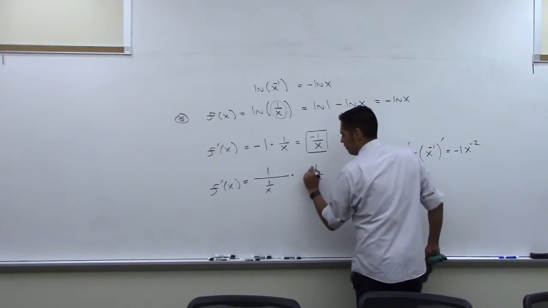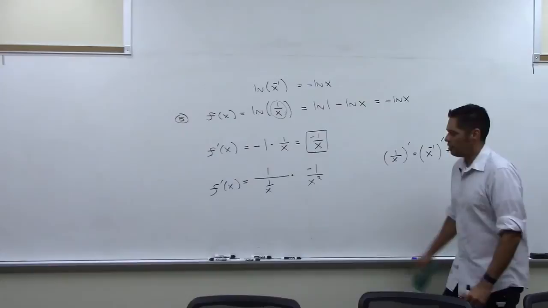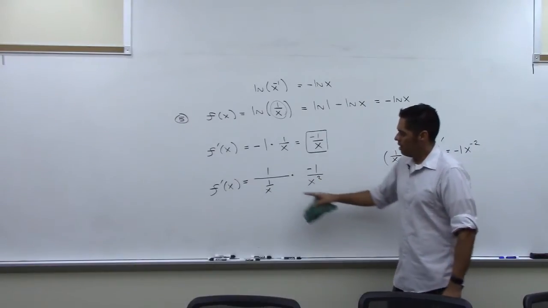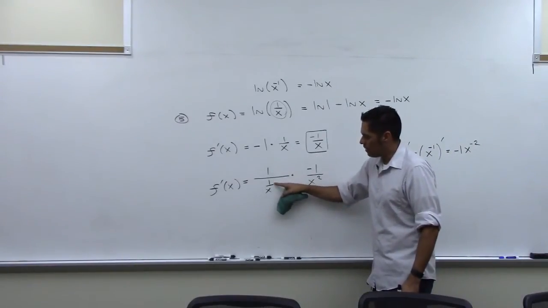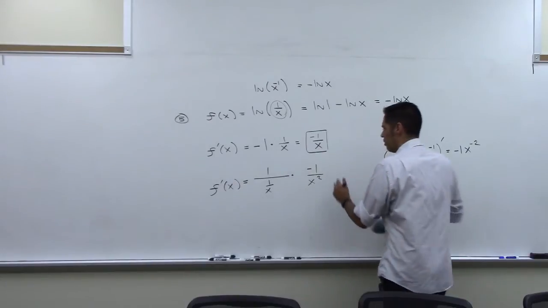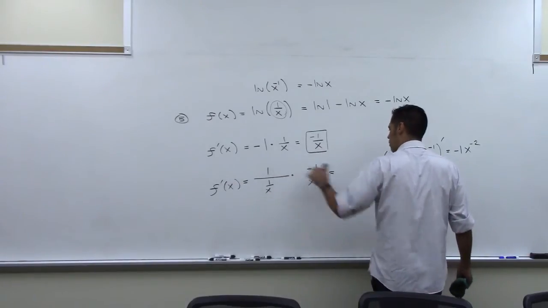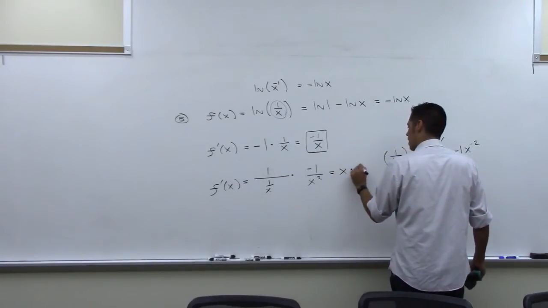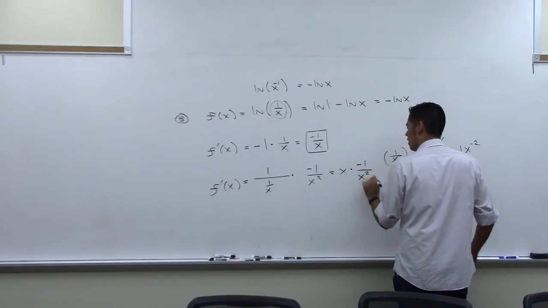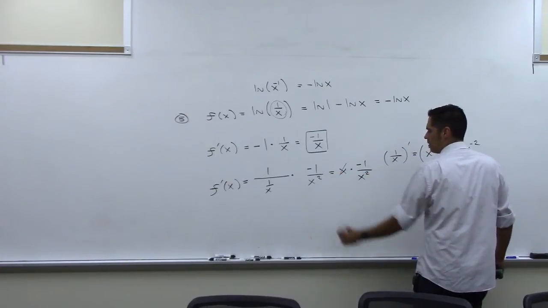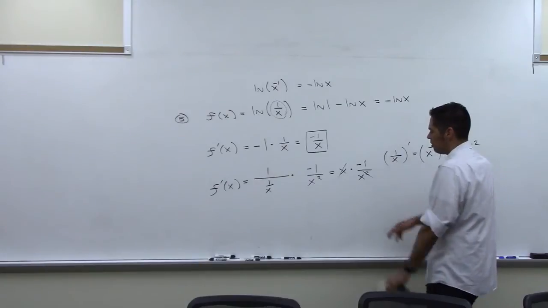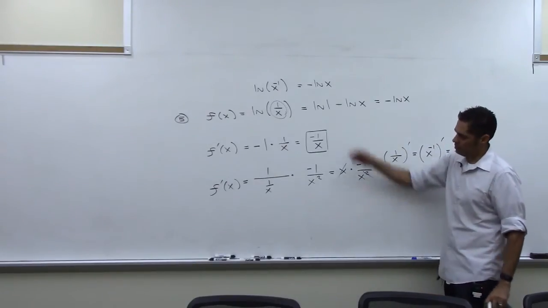I don't like that negative, I'm going to put it up here. So it's this times this. And when you have 1 over a fraction, you can just flip the fraction over. So this is really just x over 1, which is x, times negative 1 over x squared. And then one of the factors of x cancels out. And you're just left with negative 1 over x, which is this.